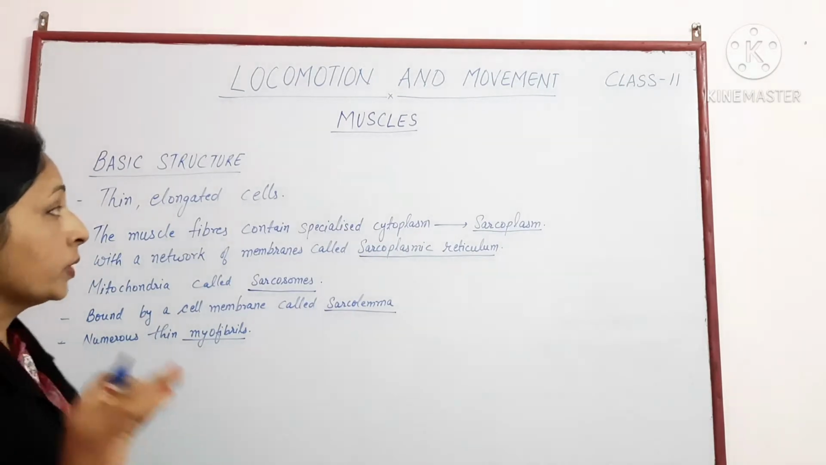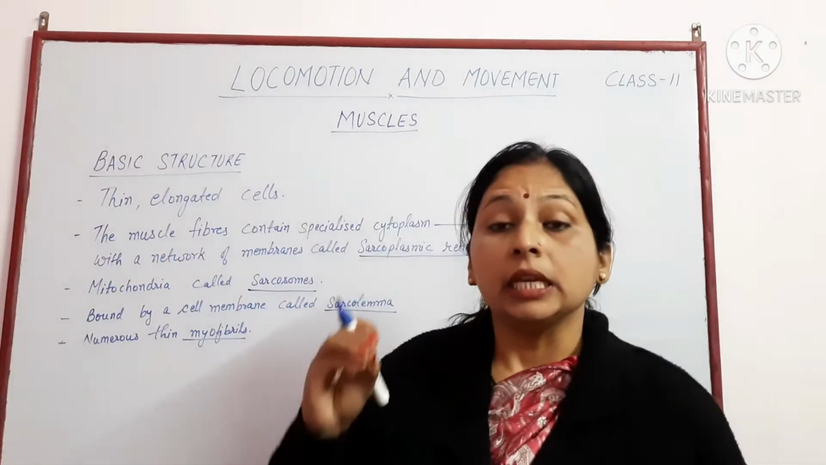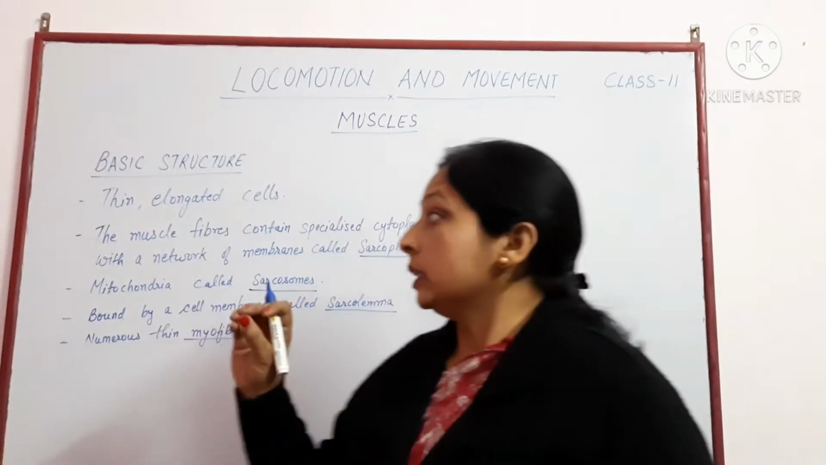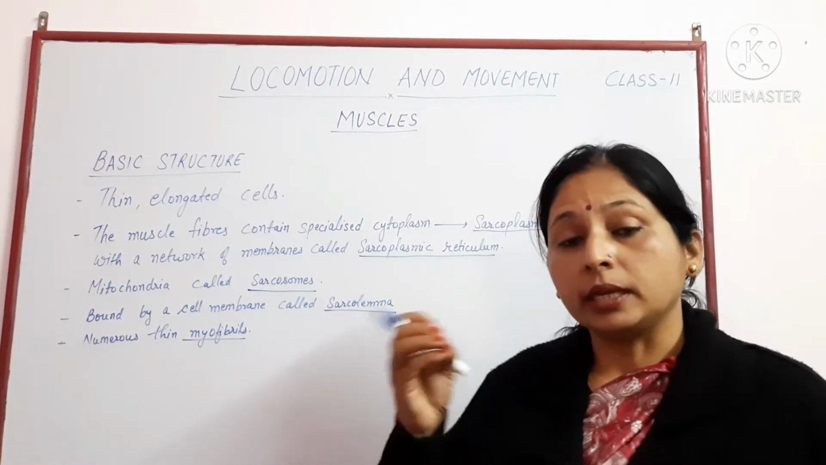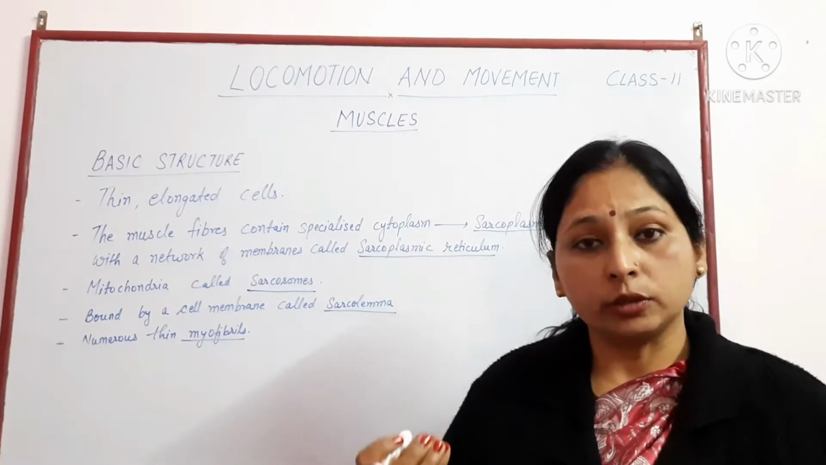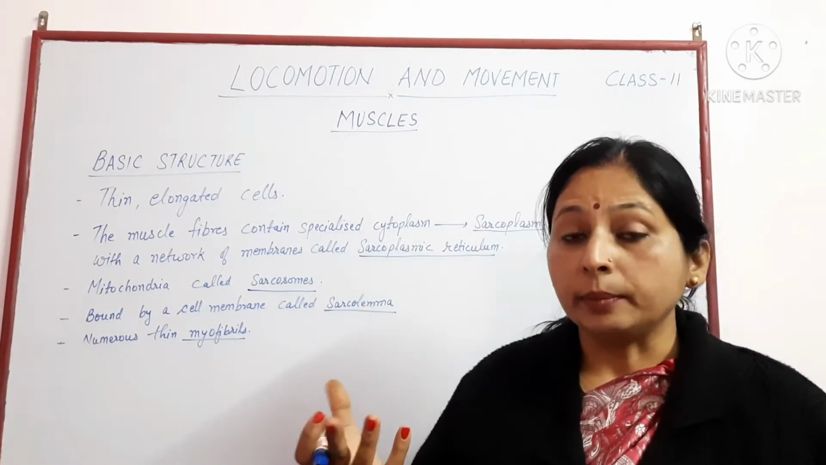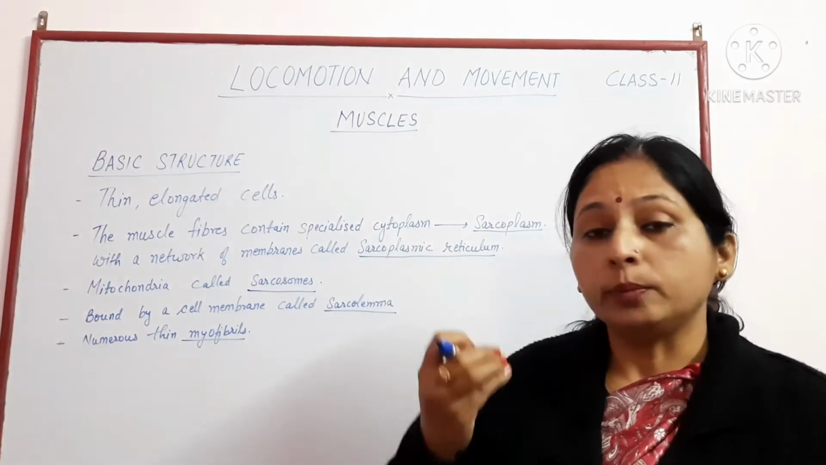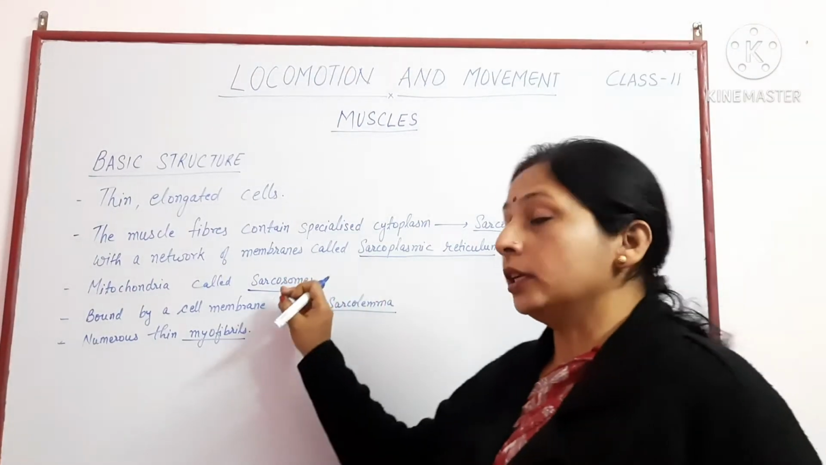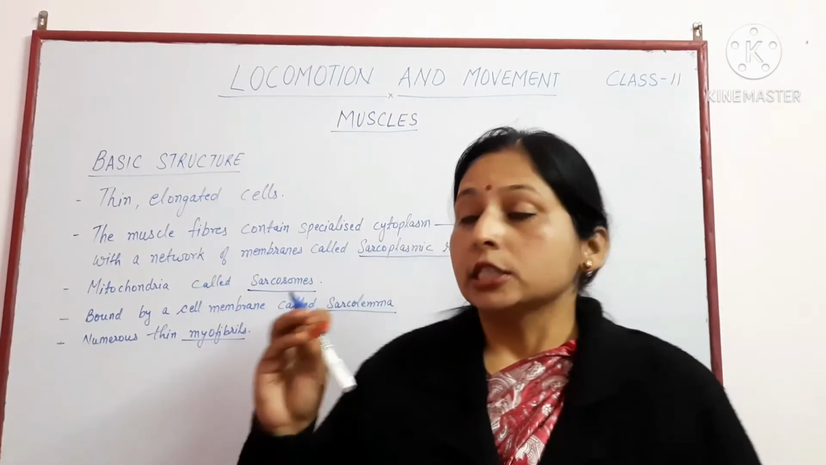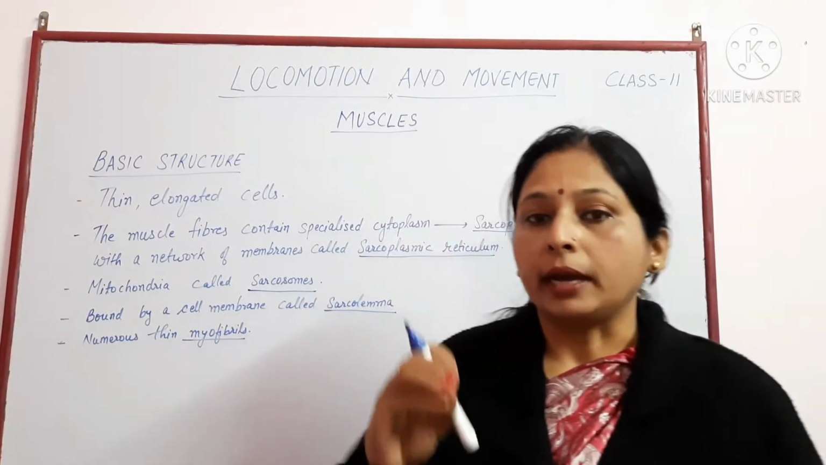I am repeating the basic structure of muscles. A muscle contains thin elongated cells with specialized cytoplasm, the sarcoplasm. The cytoplasm of the muscle fiber is sarcoplasm. It is covered by a membrane, the sarcolemma. The endoplasmic reticulum is the sarcoplasmic reticulum. The mitochondria of the muscle fiber are sarcosomes, and each muscle fiber contains numerous myofibrils.